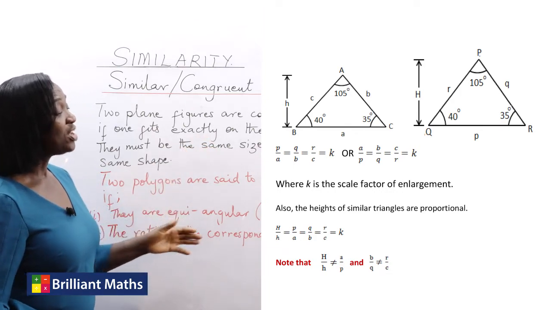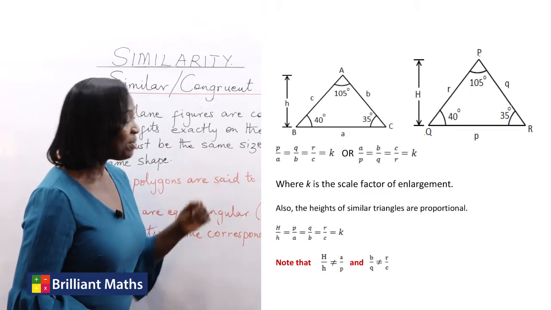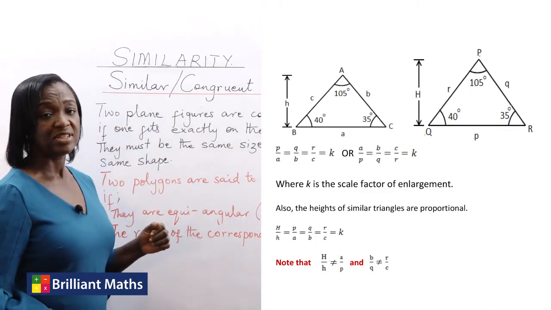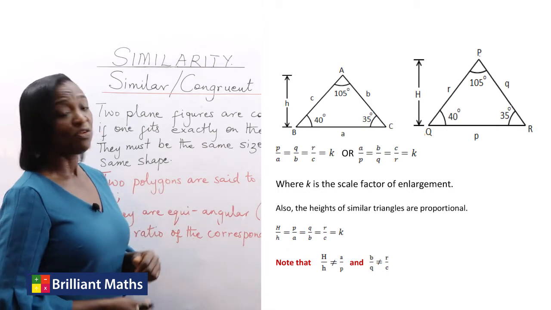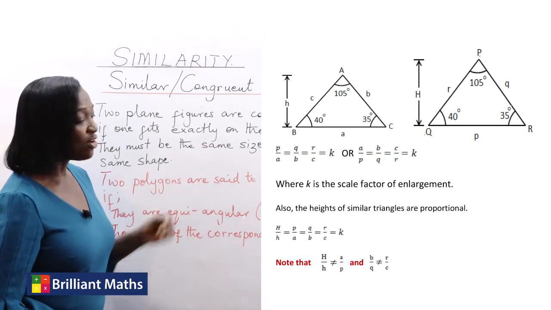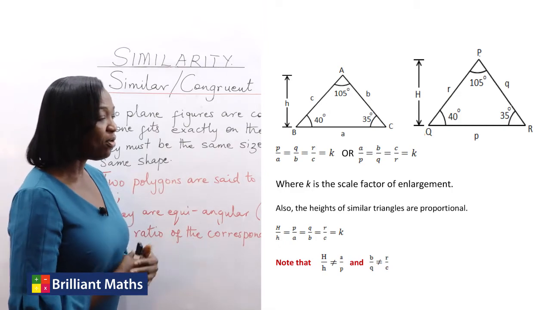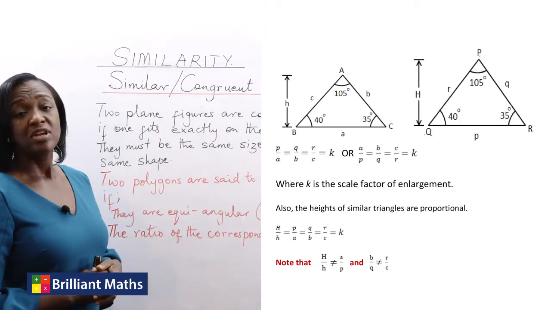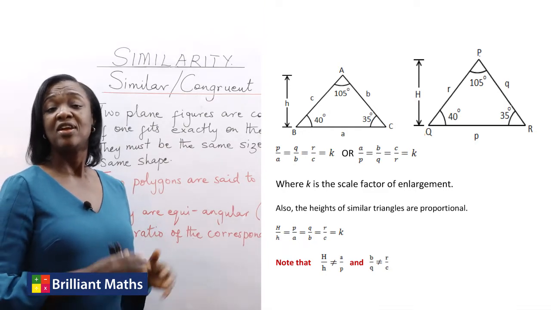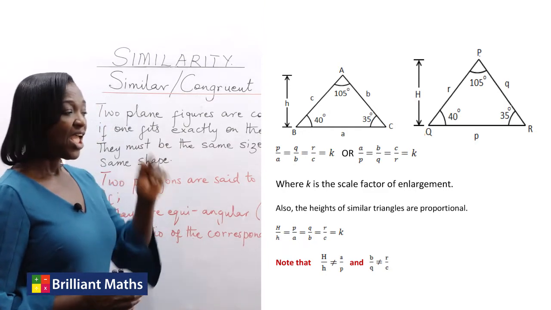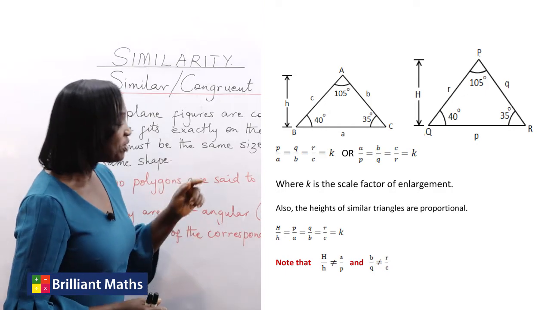Angle A corresponds with angle P, and both of them are equal to 105 degrees. Angle B corresponds to angle Q, and they are both equal to 40 degrees. And angle C corresponds to angle R, and they are both equal to 35 degrees. Then, what do we mean by corresponding sides? AB corresponds to PQ.